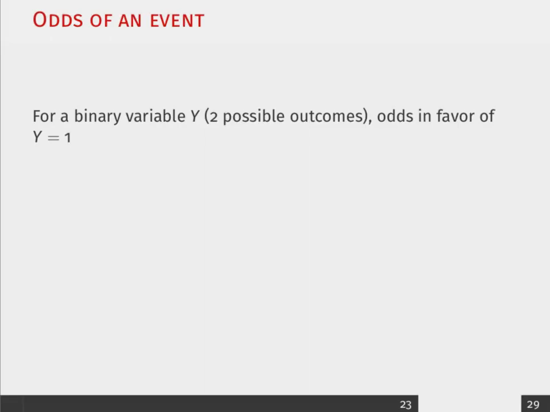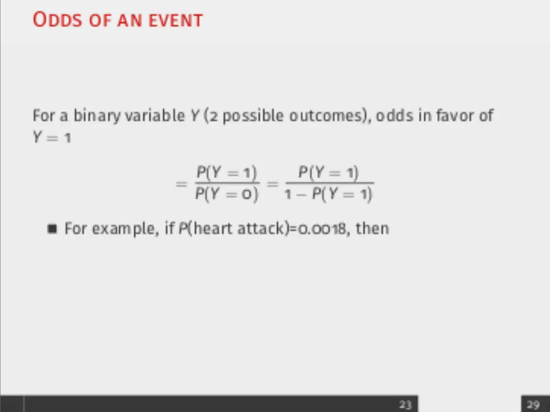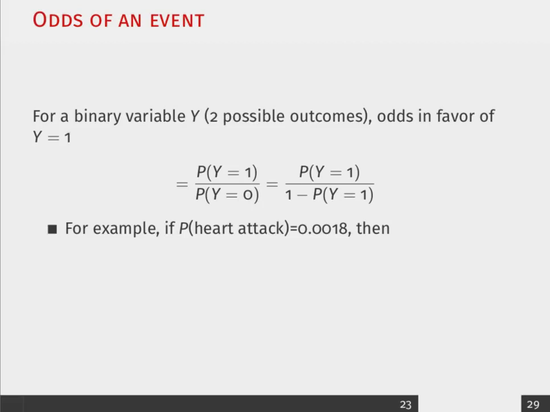Now, when we think of the odds of an event in the case of a binary variable, so there's two possible outcomes, we can think of the odds in favor of y equaling 1 as being the probability that y is equal to 1 over the probability that y is equal to 0. So this is exactly how we had constructed it previously. So we can think of an example, maybe the probability of getting a heart attack is very low, but it's 0.0018.